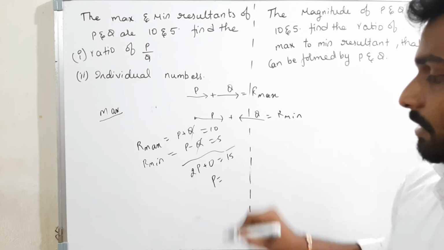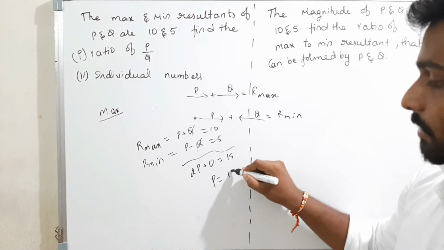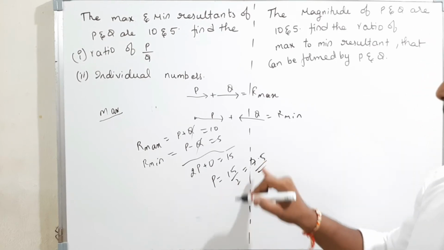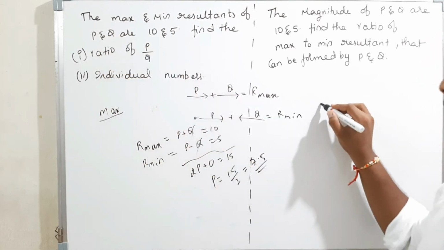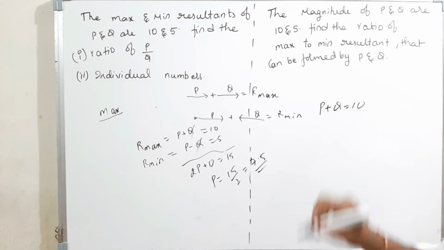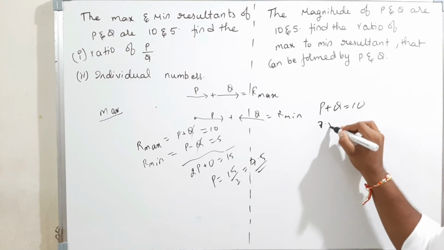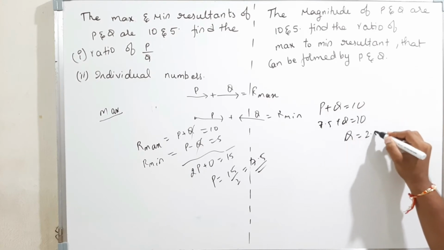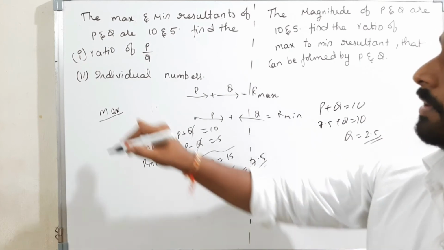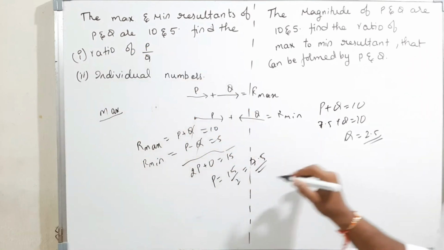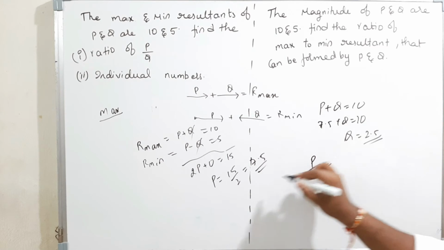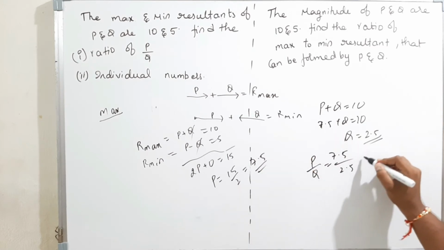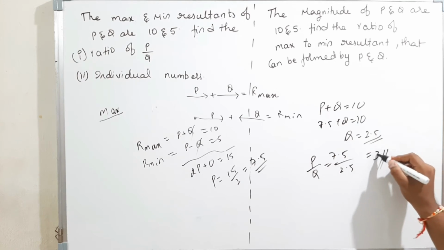What is P? P is nothing but 15 by 2, that is 7.5. Well and good. Now, if P is 7.5, what is the value of Q? They gave P plus Q as 10. Therefore, P is 7.5, so Q is 2.5. Now they want to find the ratio of P by Q. P is 7.5 and Q is 2.5. Therefore, the ratio is 3.